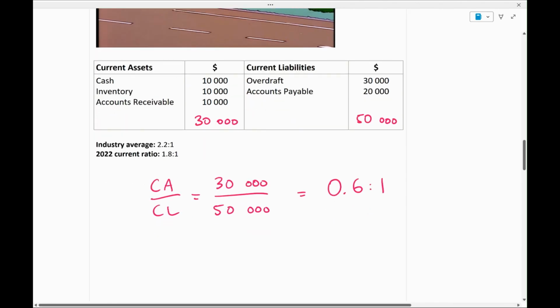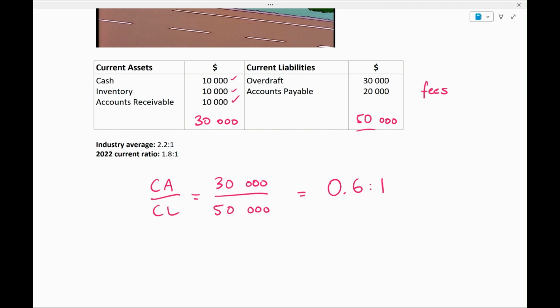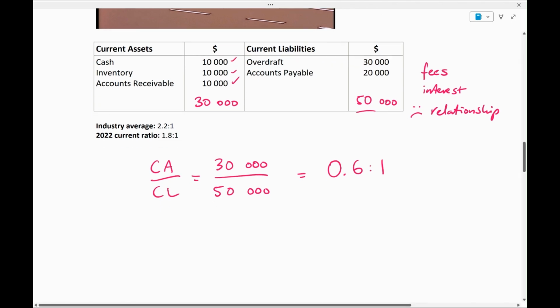So this business doesn't have the cash, doesn't have the inventory or accounts receivable required to pay off that $50,000. So that means they might have to pay some late fees if they can't repay these debts on time. They might have to pay extra interest on that overdraft because they can't hurry up and pay it off. It also might hurt their relationship with their suppliers or the banks that they're borrowing money from. So this is going to be a problem if they don't have sufficient liquidity.